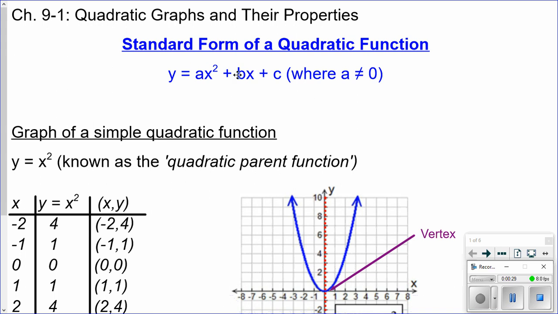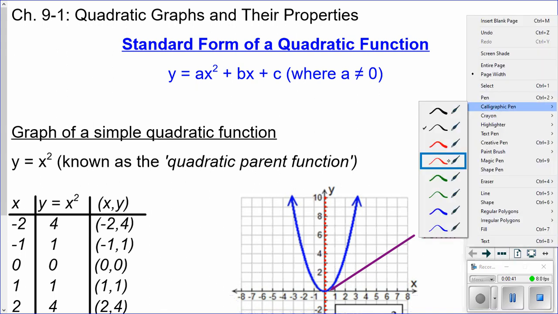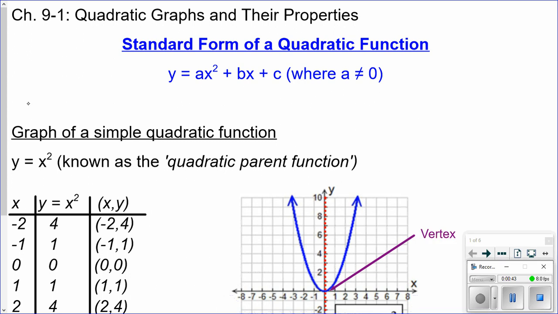The bx doesn't have to be there and the c doesn't have to be there. One of them can be there, they can both be there, or neither of them can be there. But the x squared has to be there. So let me just write down some examples of what you might see for a quadratic function. So you could see y equals x squared. So the a value is 1, it's not 0, and the b is 0 and the c is 0 in that case.